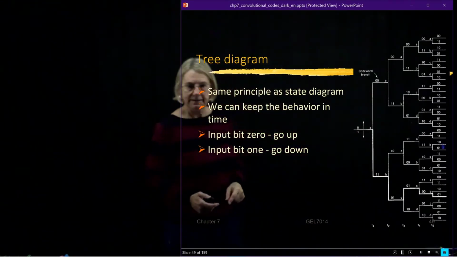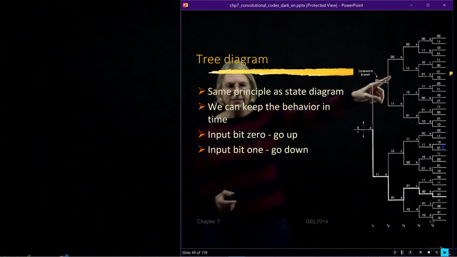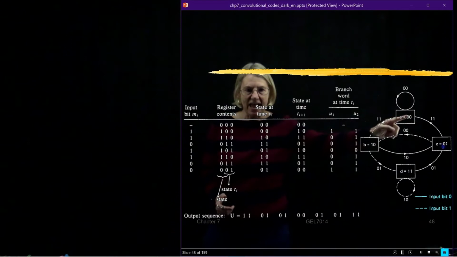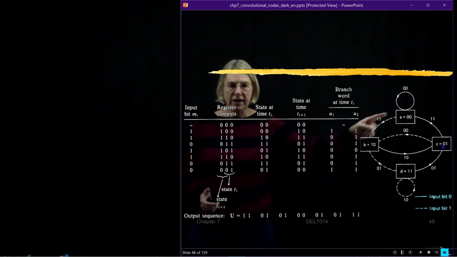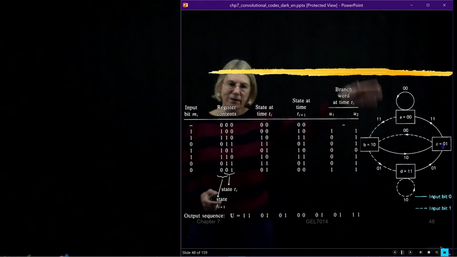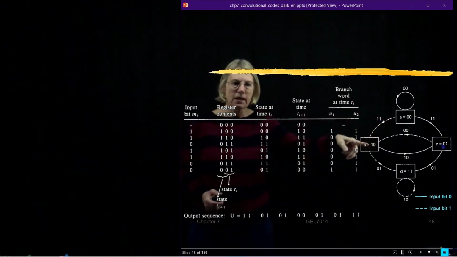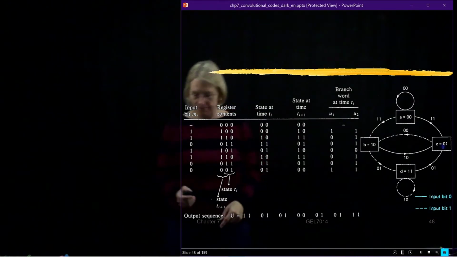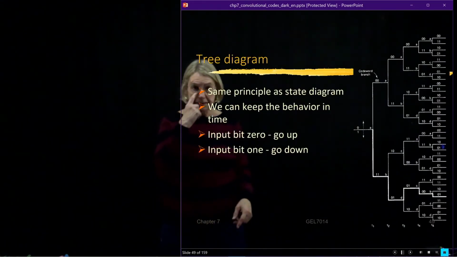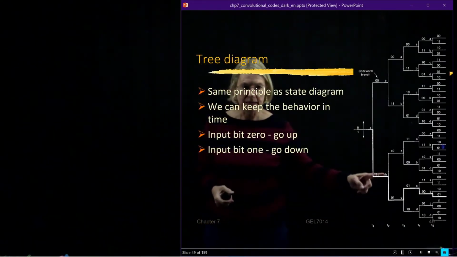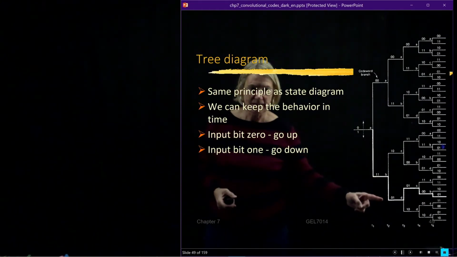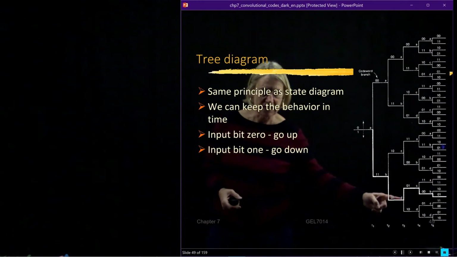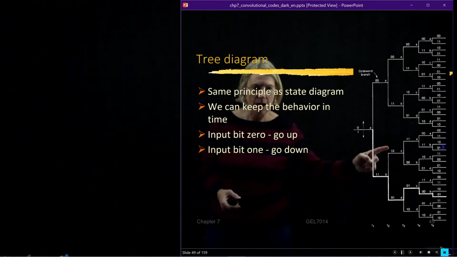So I get this. So now I have two possibilities, state A or state B. Just like in this case, if I'm at A, then I can stay at A, or I can go to B. So I know what I'm going to do. Every time I have an A, I'm going to branch between A and B. Now what happens when I have a B? Well, I could go to C, or I can go to D. So in my tree diagram, here I am at B, and if I get a 1 bit, then I'm going down to D. If I get a 0 bit, then I go up, and that's C.